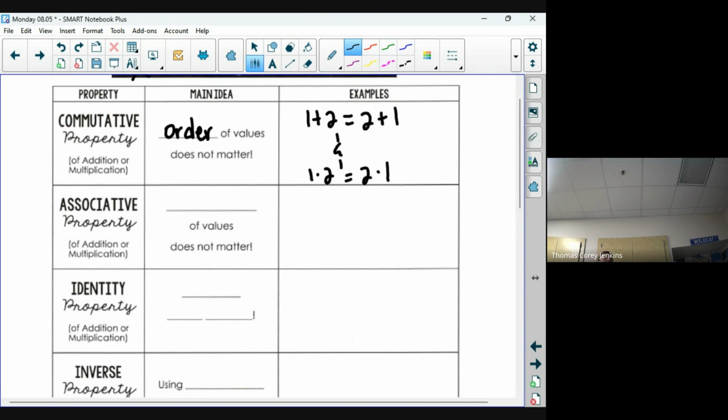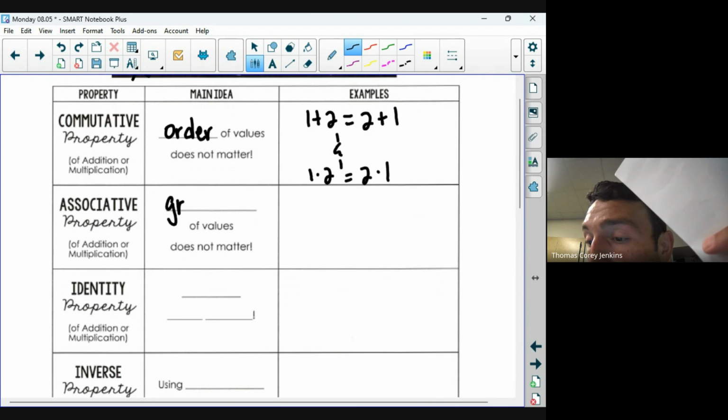If I try 1 minus 2, that'd be negative 1. 2 minus 1 is positive 1. So it doesn't work with subtraction or division. Okay. Then we have the associative property. The associative property says grouping of values does not matter. Grouping.